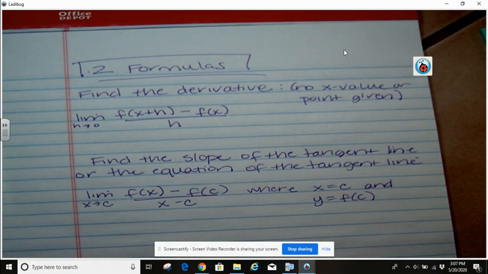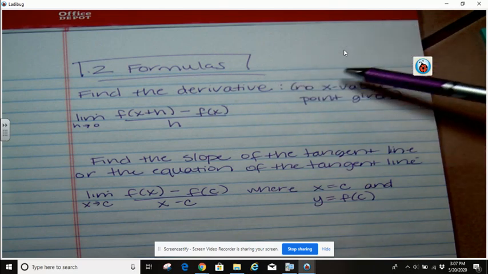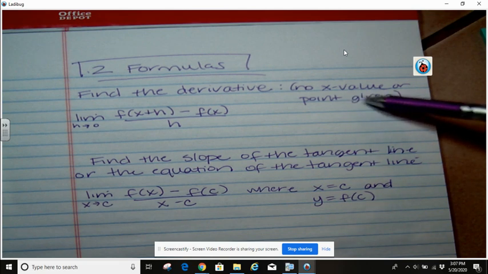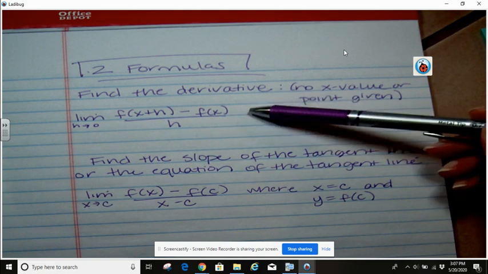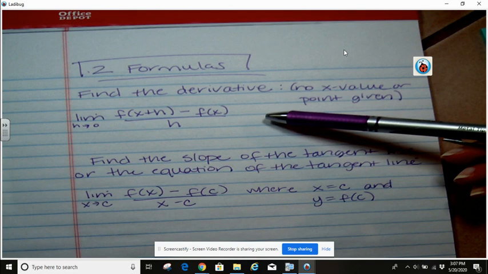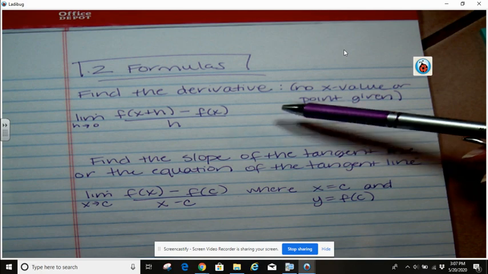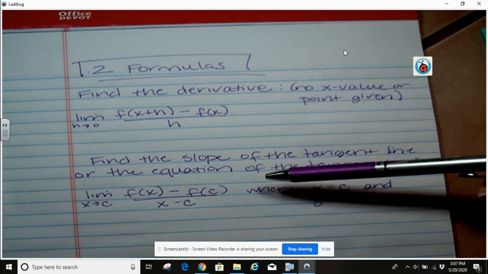I'm going to start off with these 2 formulas that you really want to be familiar with to work the problems. If it just says find the derivative, so it's more open-ended, they didn't give you a specific x value or an ordered pair, there's no point given, then this is the formula that you want to use. That's going to be the overall formula for the derivative of a given function. And then once you do have an x value or an ordered pair, you could use that formula or derivative to substitute into to find the slope of the tangent line.